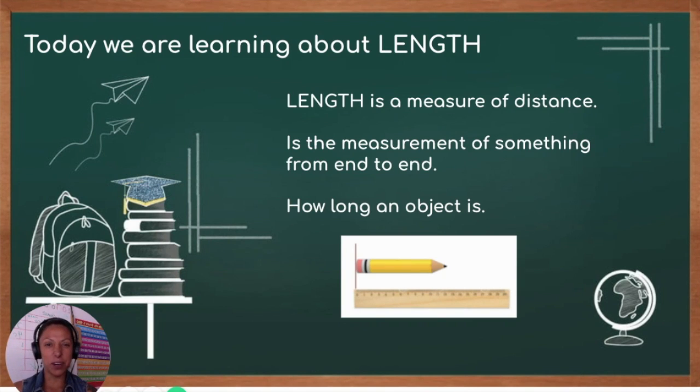What is length first? Well, length is a measure of distance. It's a measurement of something from end to end. You can see here our pencil. And length is also how long an object is, or how high an object is.